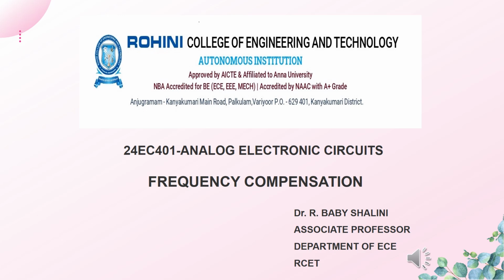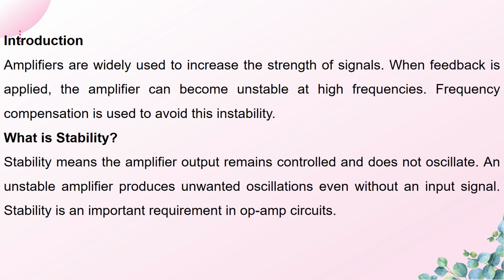In this video lecture, we are going to see about frequency compensation method used in amplifiers. So first let's see about amplifiers. Amplifiers are widely used to increase the strength of the signals. When feedback is applied, the amplifier can become unstable, especially at high frequencies. So to prevent this condition, frequency compensation is used to avoid this instability.